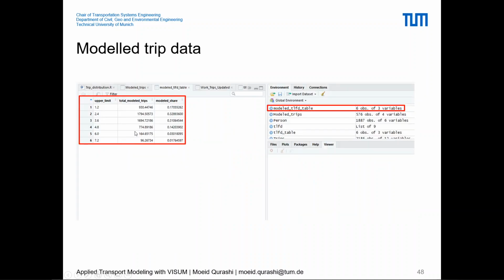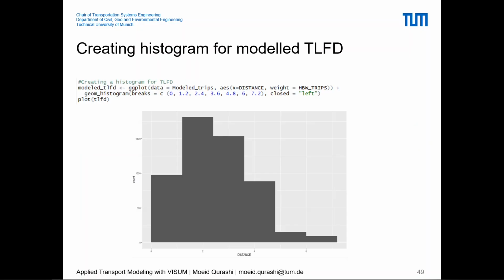And now because we have the TLFD modeled and TLFD observed, we can find the confidence ratio as well. So this is the histogram that we have from the modeled TLFD, and to plot this, it's similar to the observed TLFD. We want to use ggplot, and inside the ggplot we will create a geometric histogram with these breaks, which were the same as the upper limits, and we'll plot the TLFD.